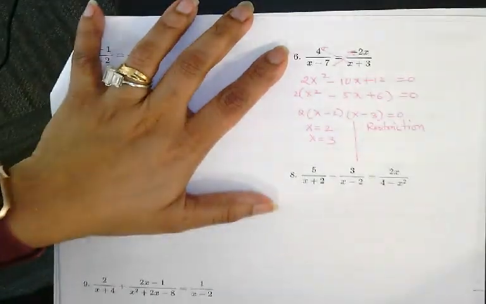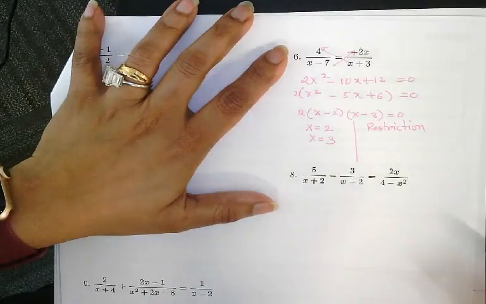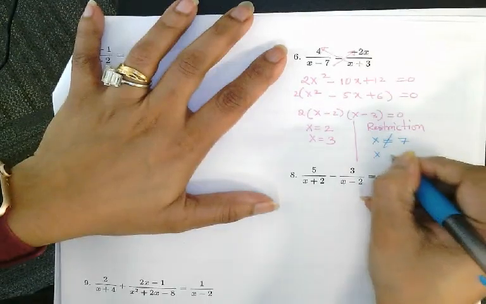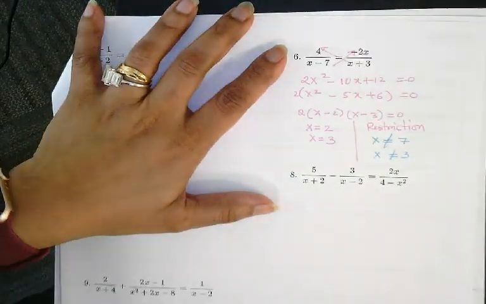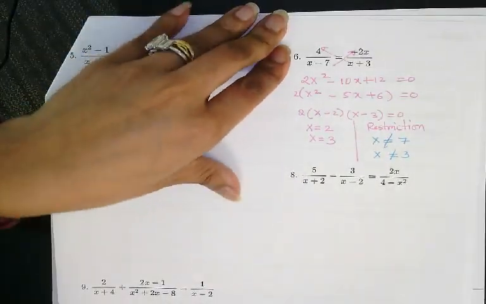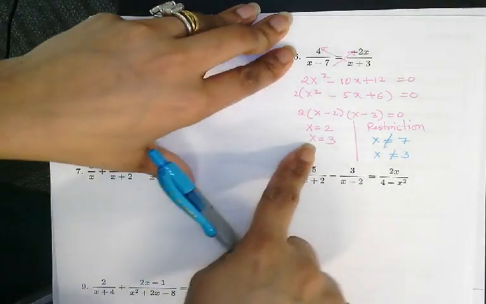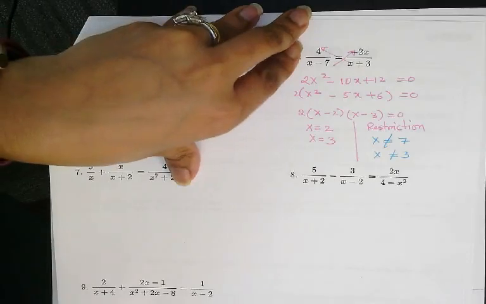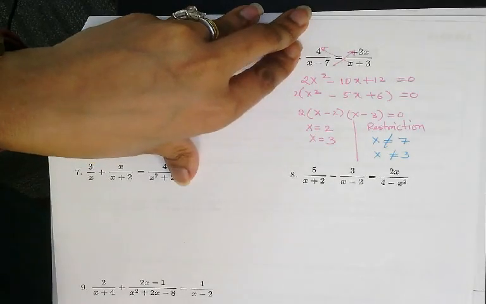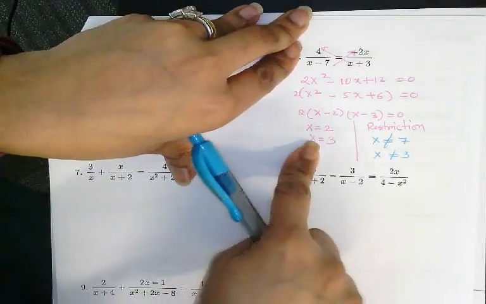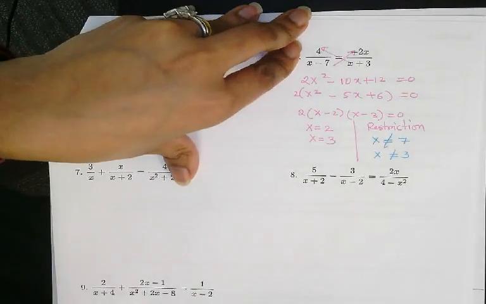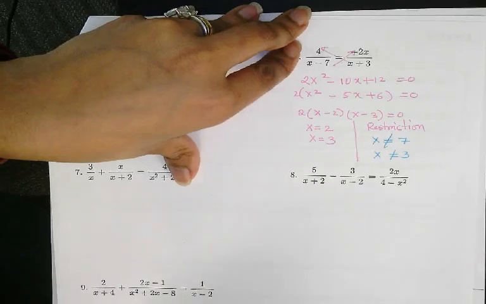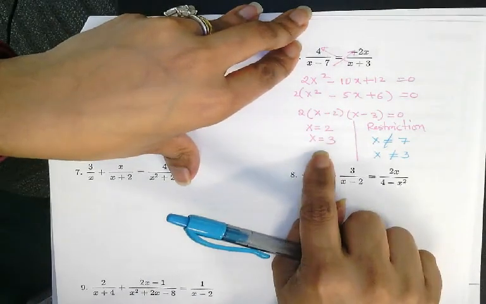Okay. So the restriction is going to be x is not equal to 7 and x is not equal to 3. Now pay attention to this one. You said that x value is 3. Now you are saying x value is not equal to 3. How can that work? We got the answer from the problem, but we are getting the restriction also from the problem. It means this is going to be what?